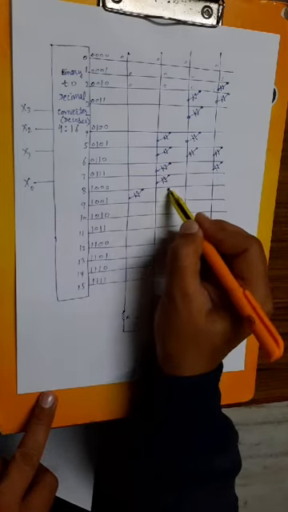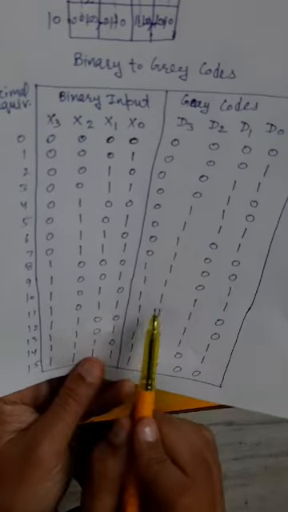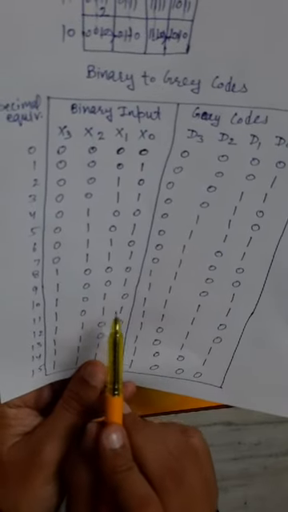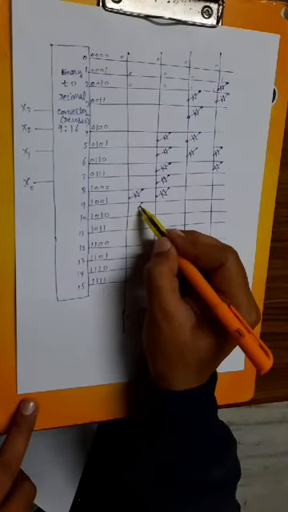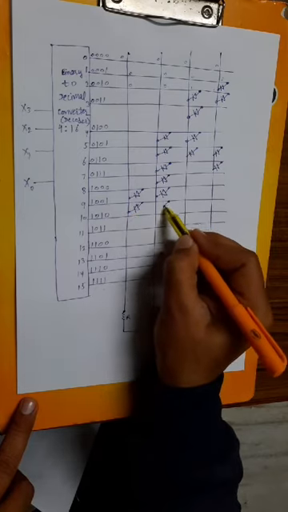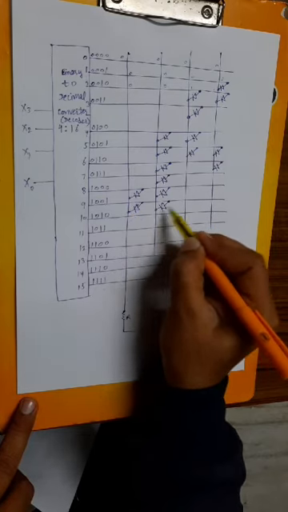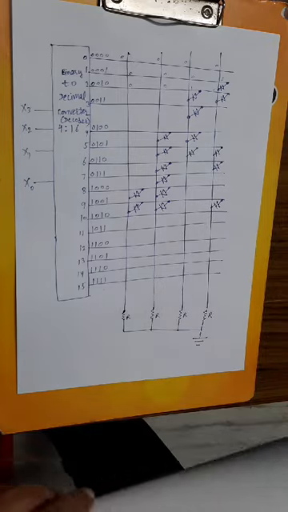Then 1 0 0 for the next. Oh sorry, the 9 is also there: 1 1 0 1. Then for the 10, 1 1 1 1.